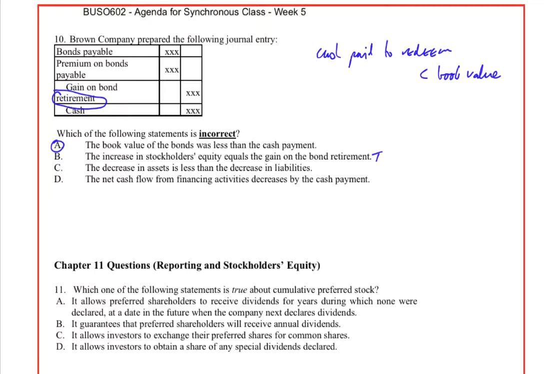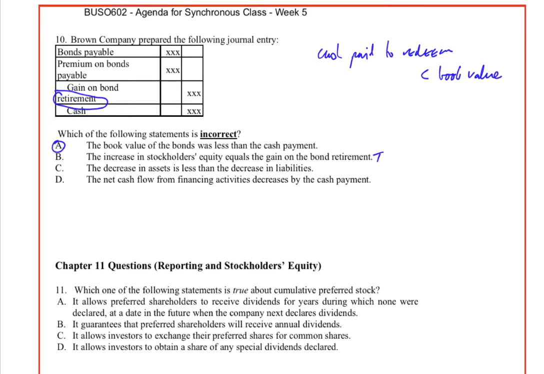Well, that statement's true. The decrease in assets is less than the decrease in liabilities, and that must be true, right? Let's say the decrease in liabilities comes to a total of 110, and the decrease in assets of cash is 105. So that's why we've got a $5 gain on retirement. That statement's true. The net cash flow from financing activities decreases by the cash payment, and again, that's true. So there is only one incorrect answer, and it's A.